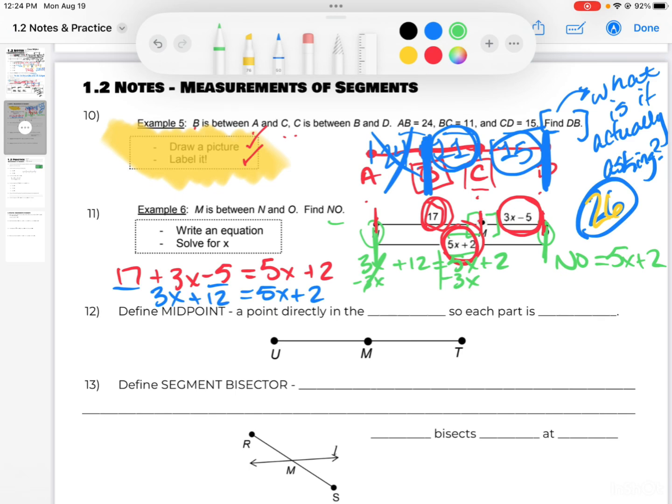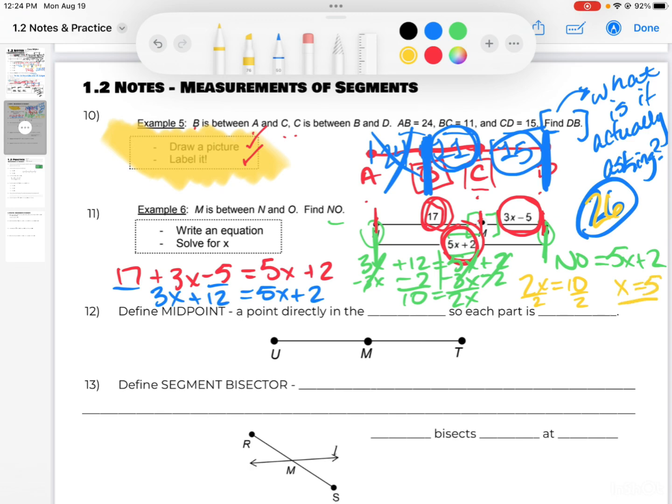So that will cancel out, and that will leave me with 2x. And then I'm going to move this 2 over. And so I get 2x equals 10. Divide both sides by 2, x equals 5.